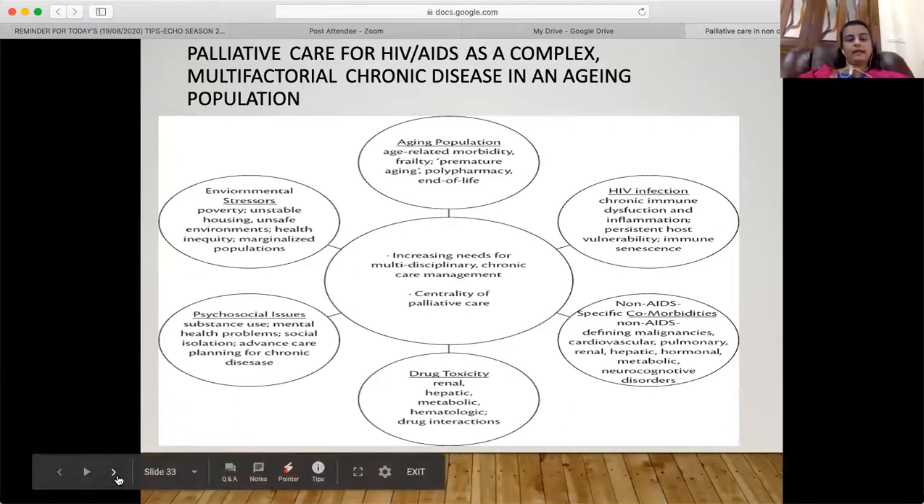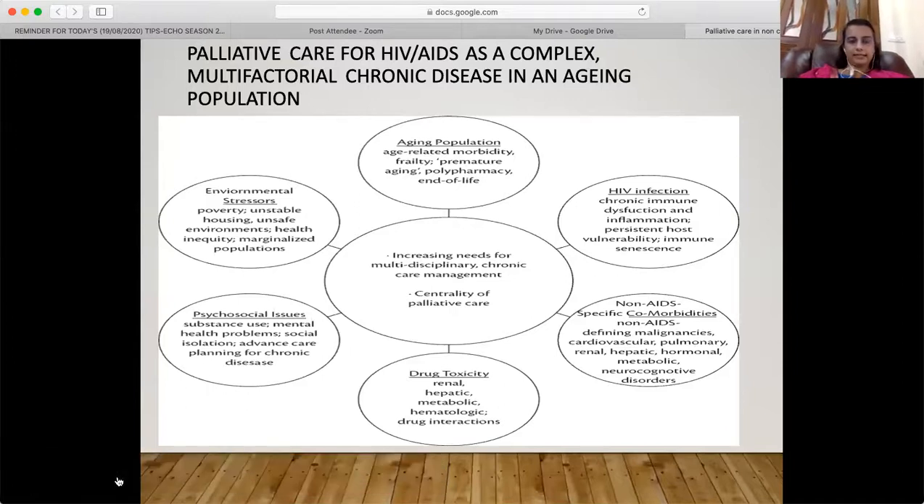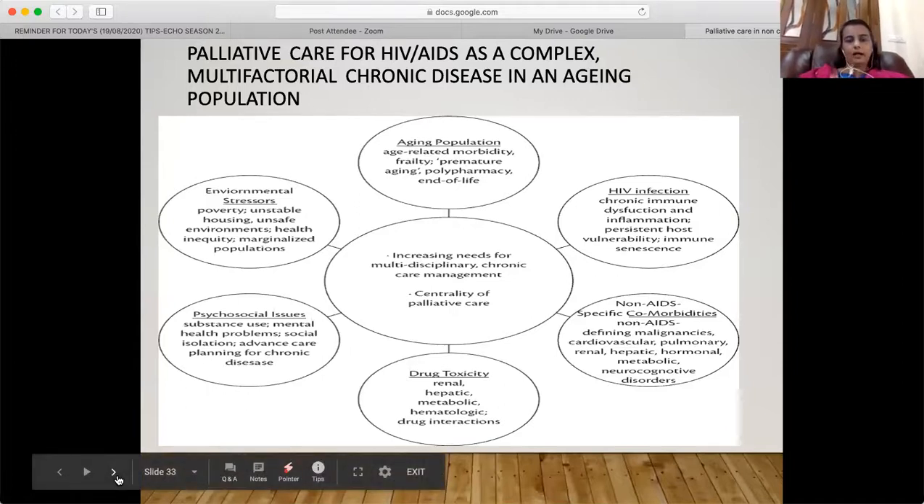You can have any sort of age-related changes, so age-related morbidity can be there. There's frailty. There can be premature aging. You have to look after the polypharmacy at end of life. So like in any other aging population, but with an HIV diagnosis.